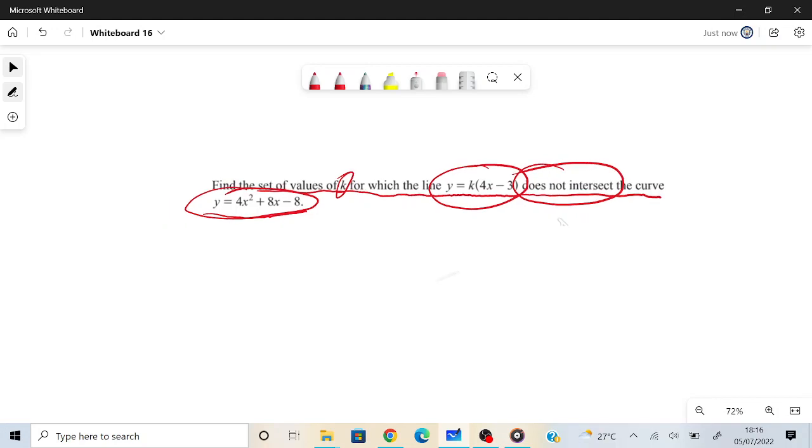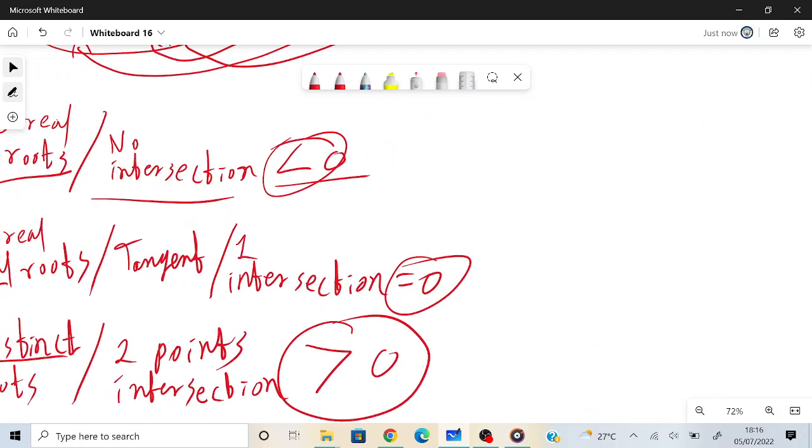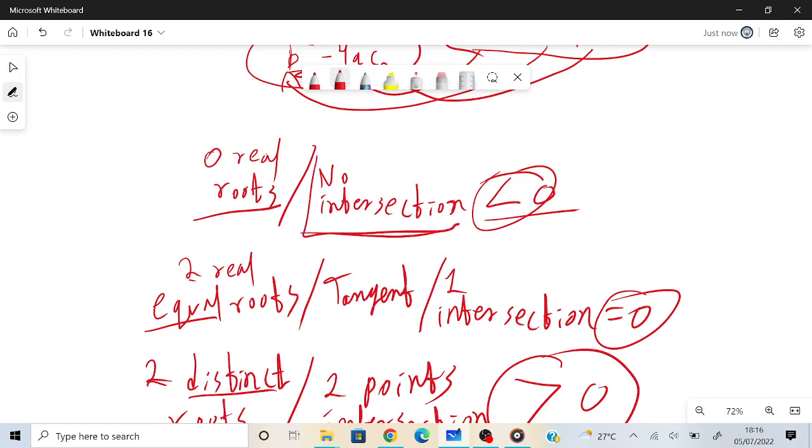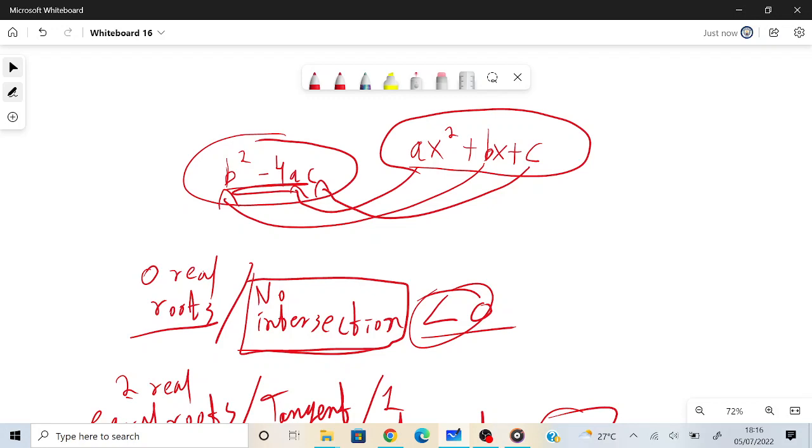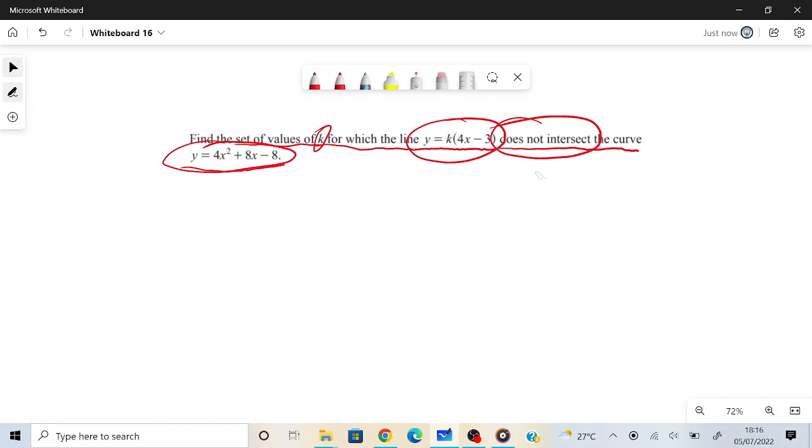As I said from our ground rule, if there's no intersection, then our b squared minus 4ac is less than 0. But before that, we need to get it into this form, ax squared plus bx plus c. So let's get the equation to that form. If y is equal to 4x squared plus 8x minus 8, and y is equal to k(4x minus 3), we can simply write this as 4x squared plus 8x minus 8 equals k(4x minus 3).